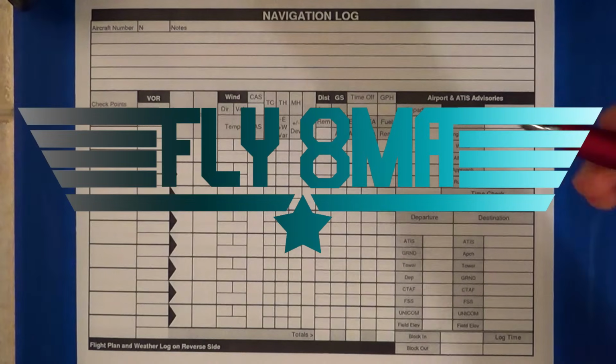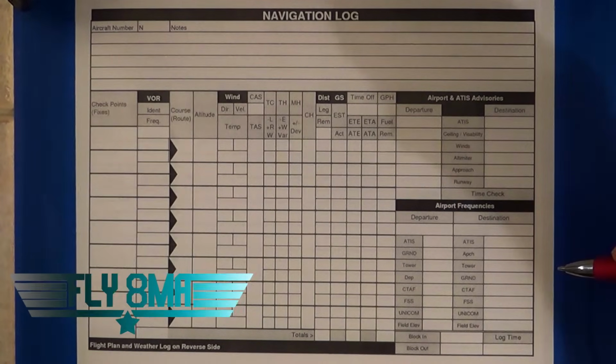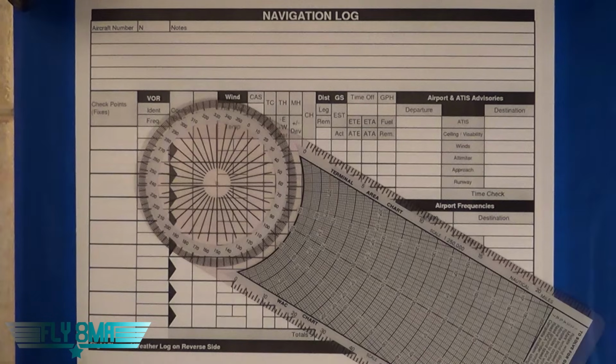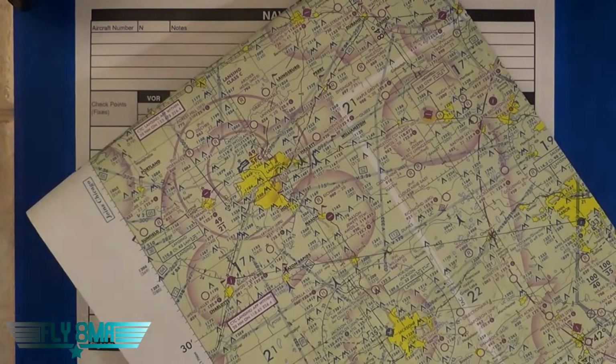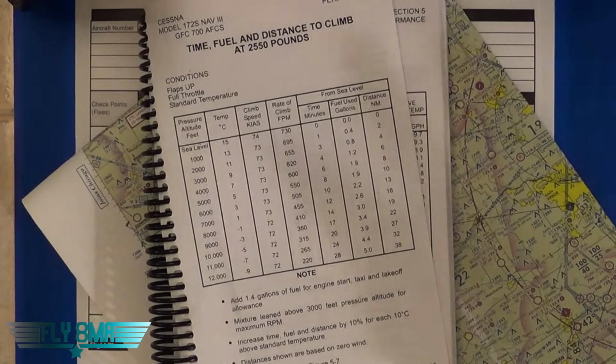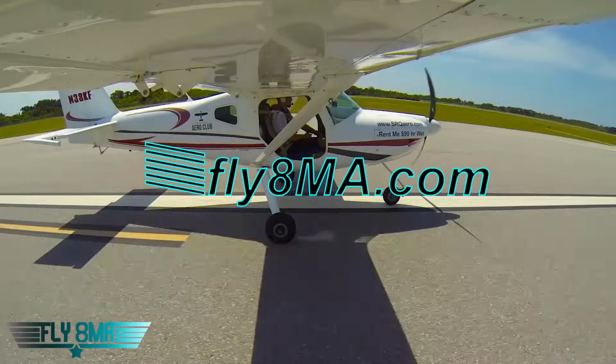Planning. So we're going to go ahead, fill out a complete navigation log start to finish using the E6B to get you totally familiar with it, using our sectional chart and of course our POH and all the data in it. So let's go ahead and get right to it.